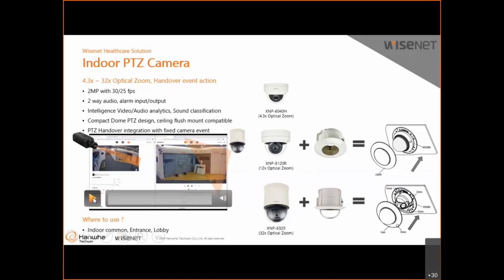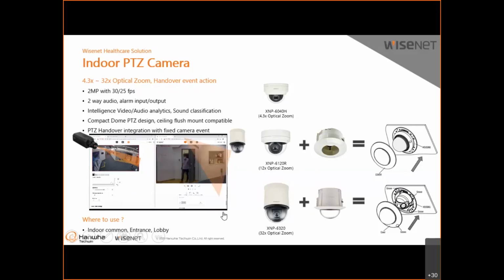And this is an example video clip about the PTZ handover. First, the fixed camera will detect the event and then send the signal to the PTZ camera. The PTZ camera will move to a certain preset and start auto tracking, or maybe you can assign some other action as well. So normally we suggest using this model at the entrance or lobby.